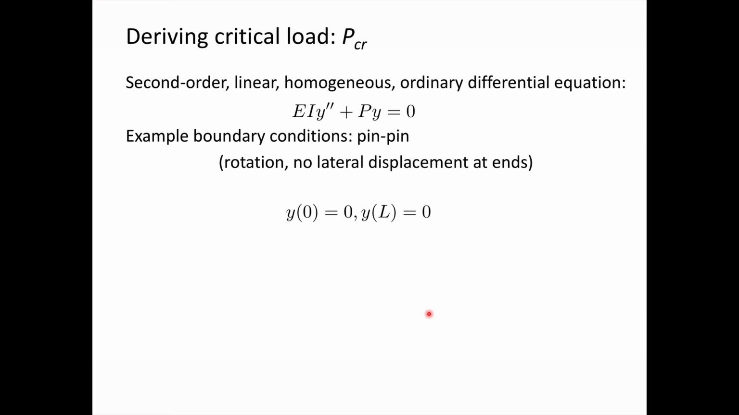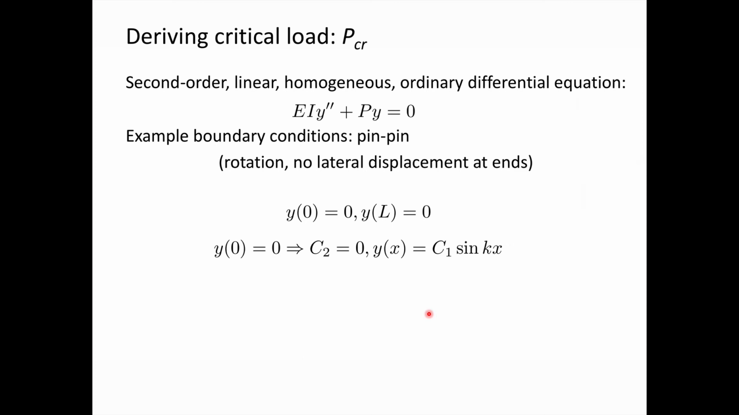Okay, so let's assume we have pin-pin boundary conditions. So what does this look like mathematically? Let's say the length of the column is capital L, and so at x equals 0, at the bottom, we can't have any translation, and so y at x equals 0 is equal to 0, and then at the top, where x equals L, y of L is also equal to 0. So this is one possible set of boundary conditions. There are other possible sets. So what do we do here?